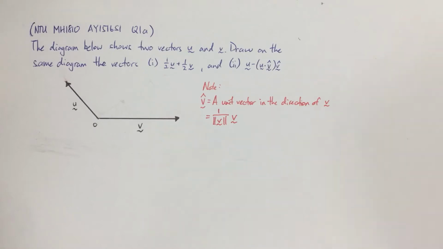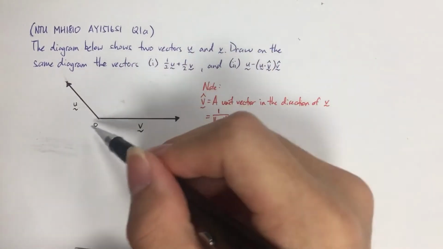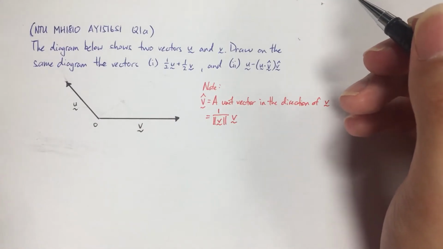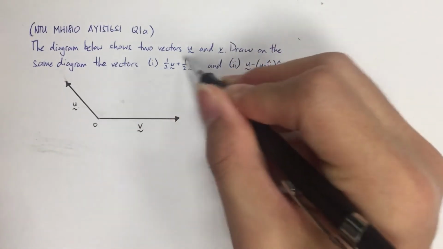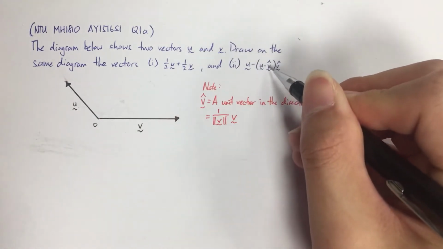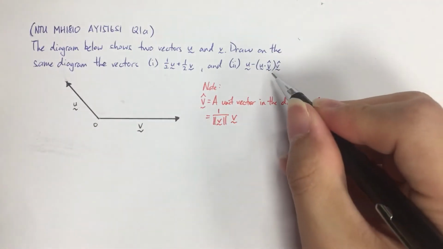So we have a question that gives us a diagram with two vectors u here and v here. They both start from the origin O, and it wants us to draw on the same diagram two vectors. The first is half u plus half v, and the other vector is u minus (u dot v hat) times v hat. Okay, just a note on the notation, right?